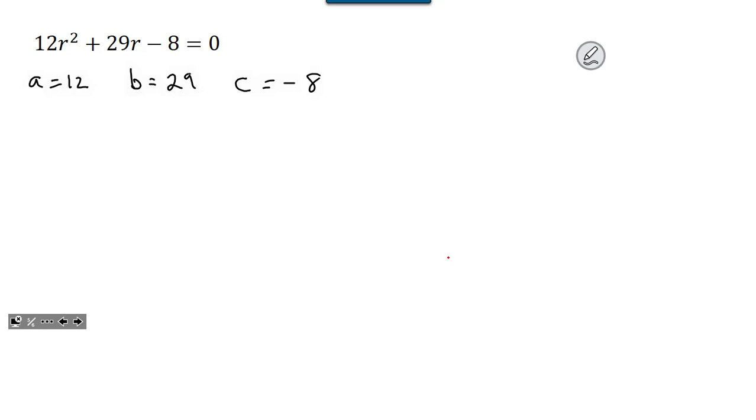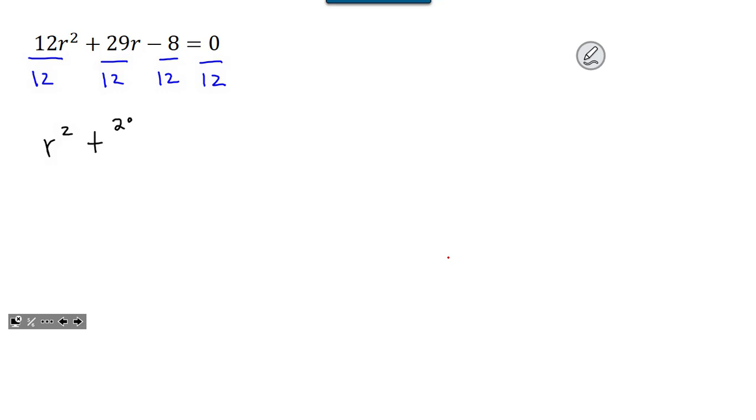What I would not do in this situation is complete the square. And the reason why I would not complete the square is two things. Number one is there's not a 1 in front of that r squared. There's a 12 in front of that r squared. And so what I'd have to do to make that into a 1 is go through and divide everything in this equation by 12. While that would give me a 1 there, it's going to give me a lot of fractions that I do not want to have to deal with.